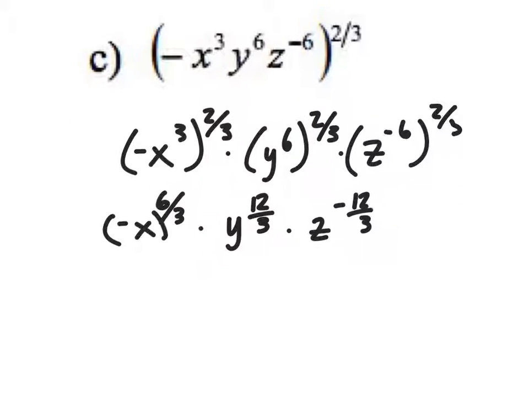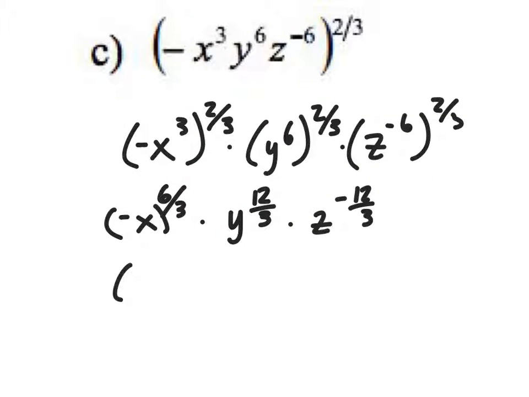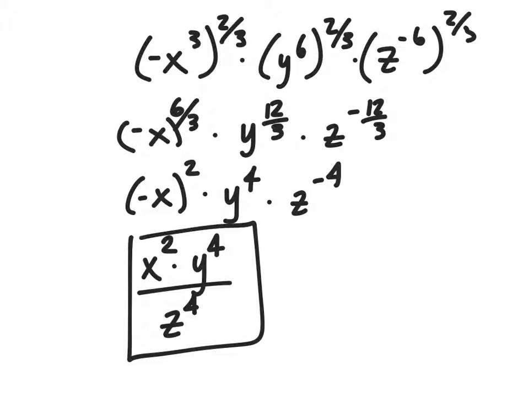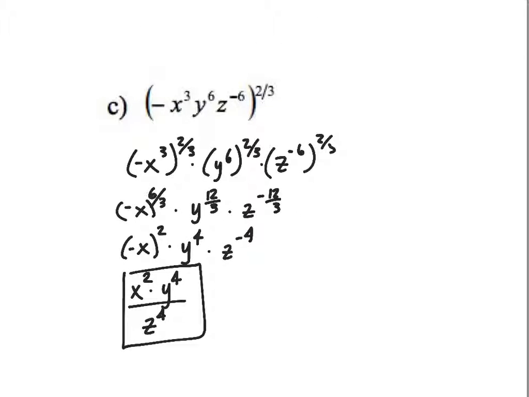All right, so now let's simplify these fractions. This is just going to give us negative x, 6 over 3 is to the 2nd power, times y to the 12 over 3 power, which is 4, and then times z to the negative fourth power. If I take negative x and square it, it's really just going to give me positive x squared times y to the fourth, and then z to the negative 4, I would put down in my denominator and make it a positive exponent. So I could do it that way. There are a couple other ways of doing that problem, but I think that way is probably the easiest.